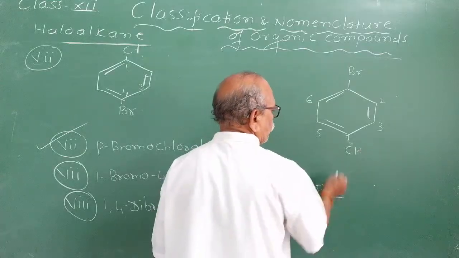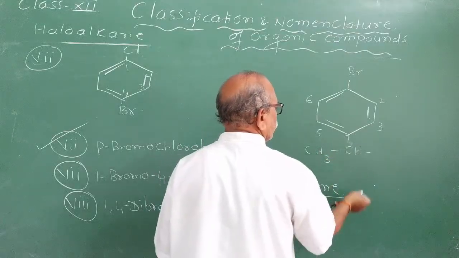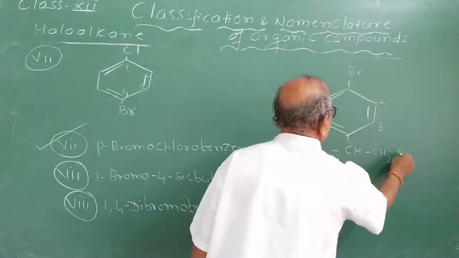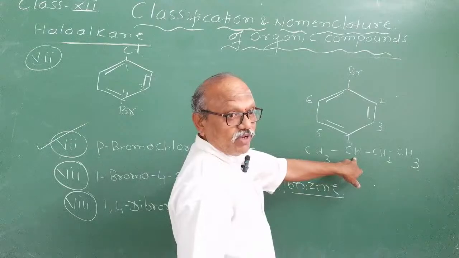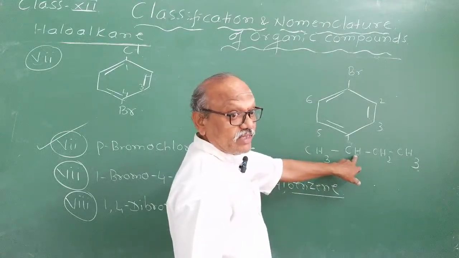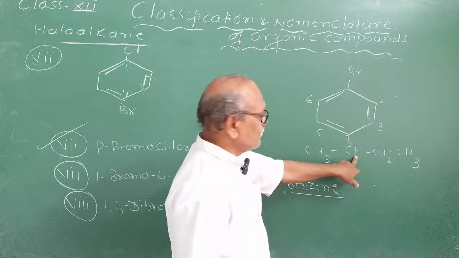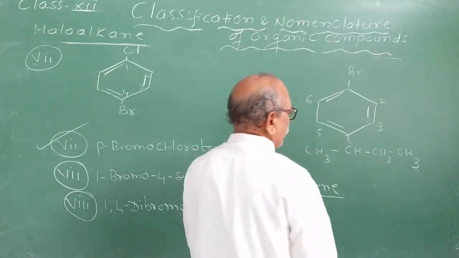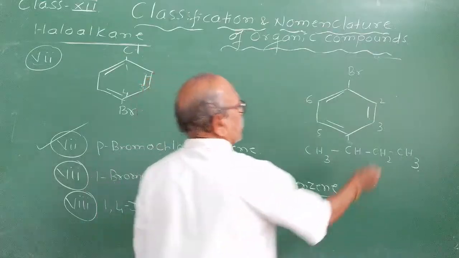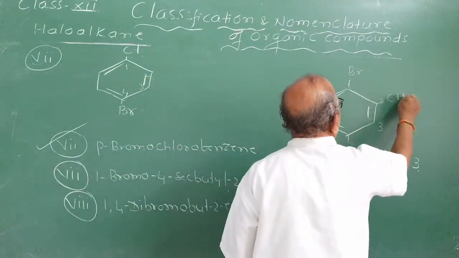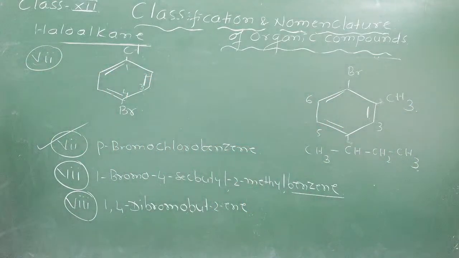CH3, CH2, CH, CH3. A primary butyl will have how many hydrogen atoms on the attached carbon? 2 hydrogen atoms. Secondary butyl will have how many hydrogen atoms? 1. Tertiary will have none. Here, this is called secondary butyl. 4 secondary butyl, 2 methyl. To the second carbon atom, you write methyl. I hope this is the correct IUPAC name of the compound.